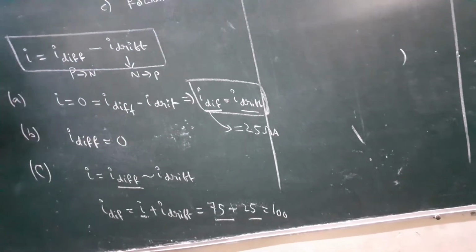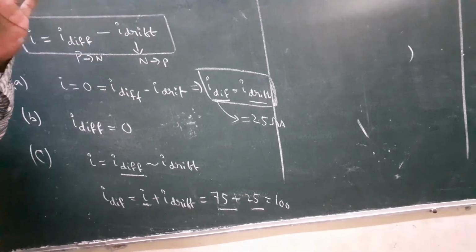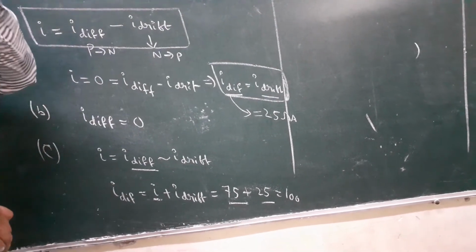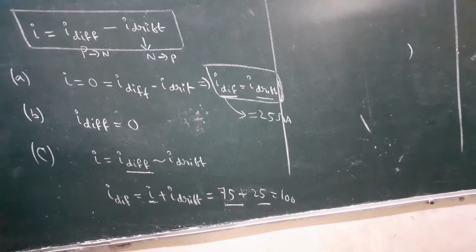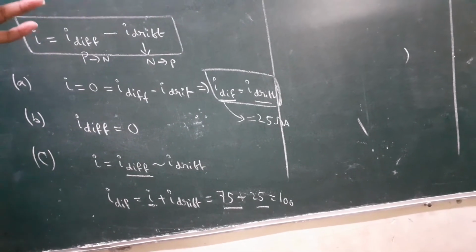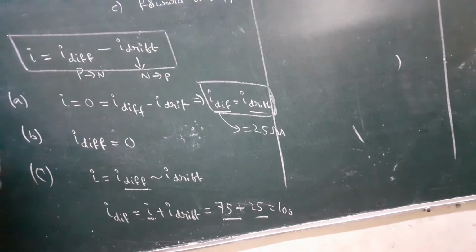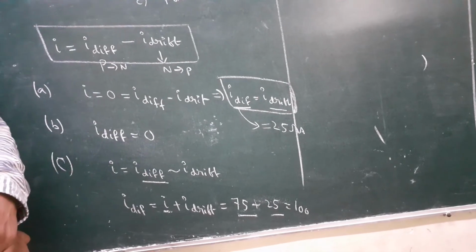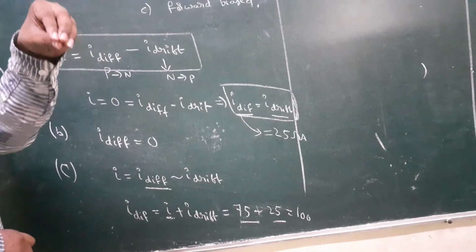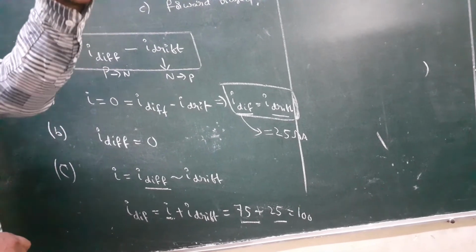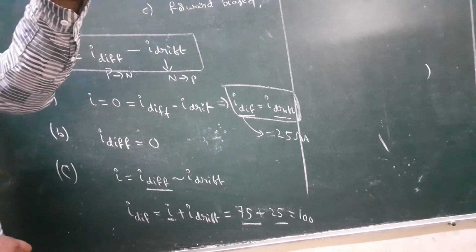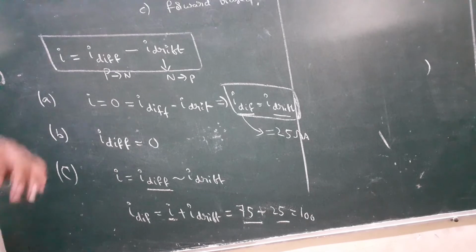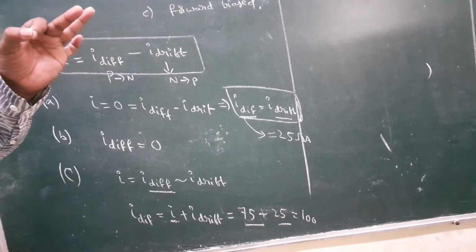Okay, to solve the problem keep these three points in mind. What is the diffusion current? The current due to majority charge carriers. What is the drift current? The current due to minority charge carriers. Generally, what is the current formula in forward bias? Current equals diffusion current minus drift current, which is the net current. That formula is applicable in forward bias only.